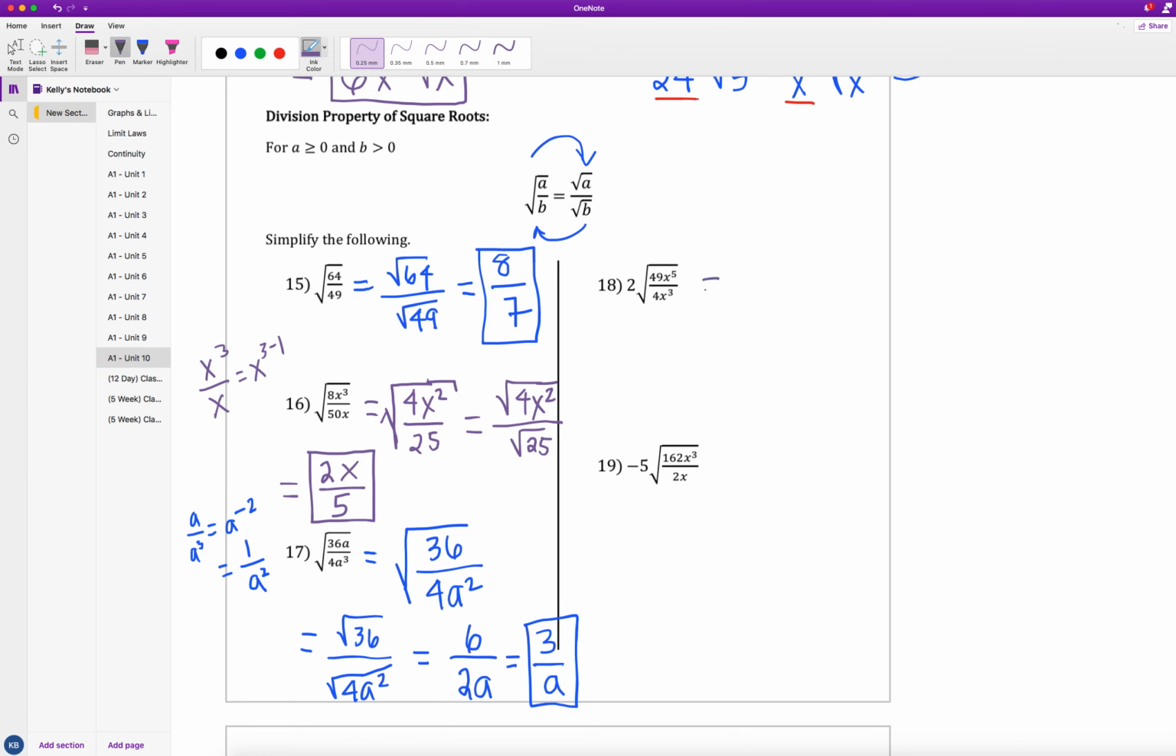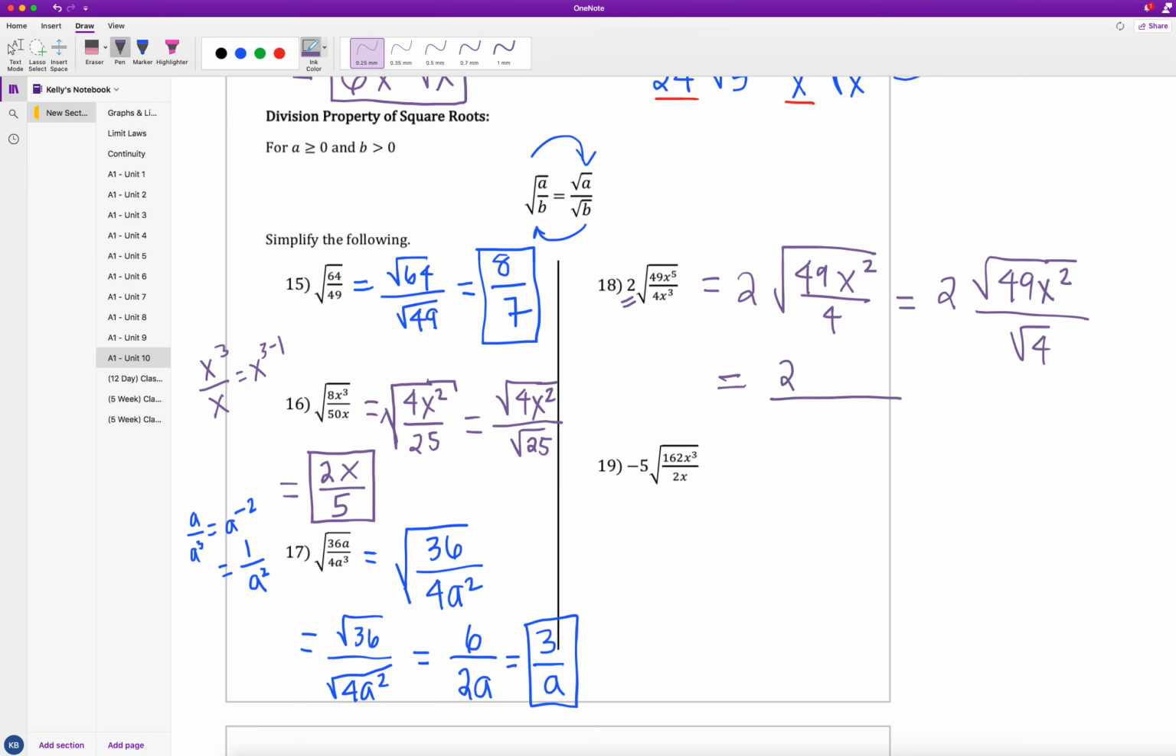Let's check example 18. Now I noticed that 49 and 4 are perfect squares, so I'm going to leave those alone. So I'm still going to have a 49 and then over the 4. But x to the fifth over an x to the third can be reduced down to be an x to the second in the numerator. And from here, I now have perfect squares. So I have a 49 x to the second in the numerator over the square root of 4 in the denominator. Notice this 2 that was in front is just going along for the ride each time.